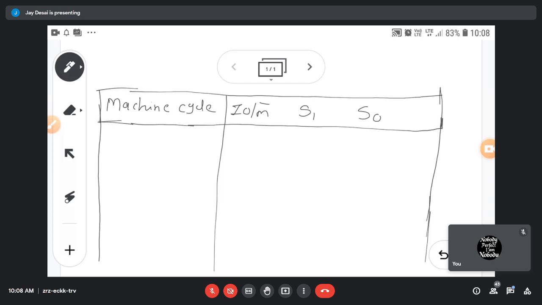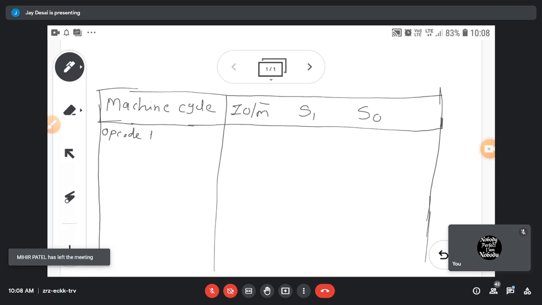Okay, completed all of you? Yes, sir. Okay, so your first one is opcode fetch. Now don't bother about what opcode fetch is. I will explain it when I go through the timing diagram, as I told you.